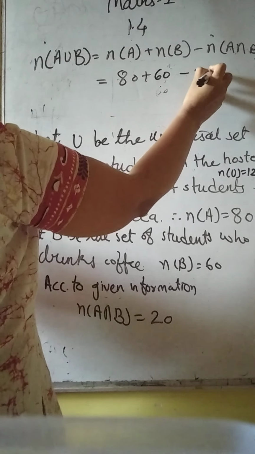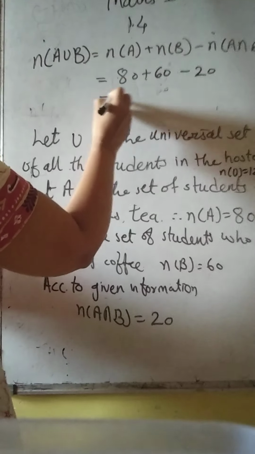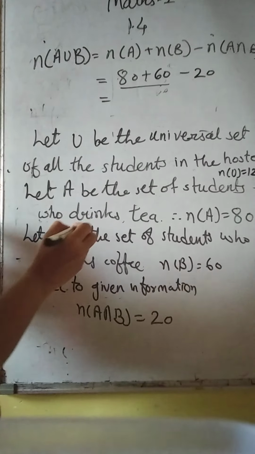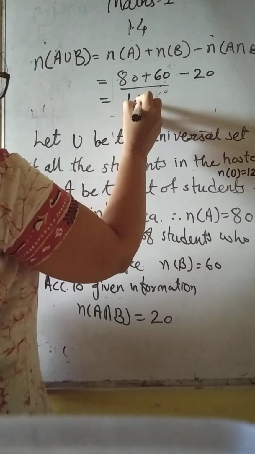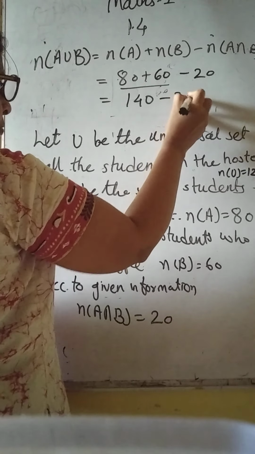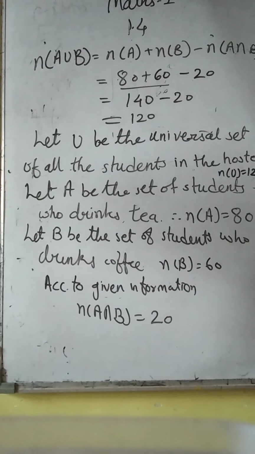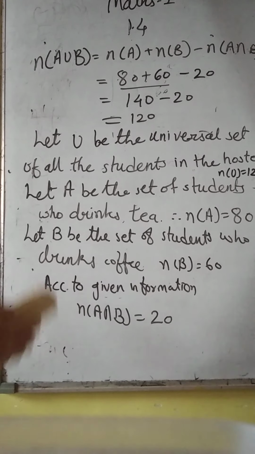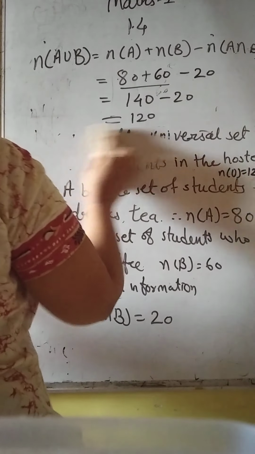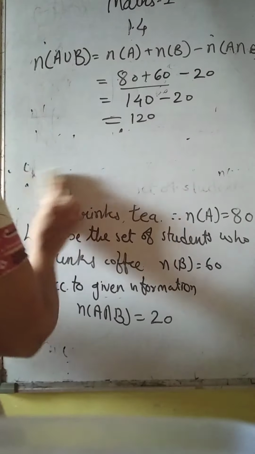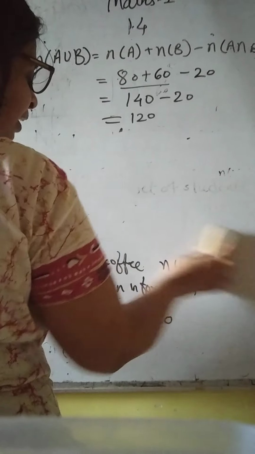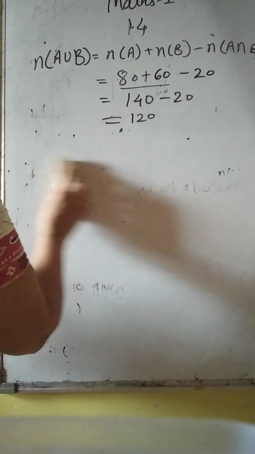Minus 20. So 80 plus 60, 140. Minus 20 is 120. Right? All of you got the answer 120. So 120 students are either drinking tea or coffee. So will there be any child who drinks neither, not tea and not coffee? Is it possible?